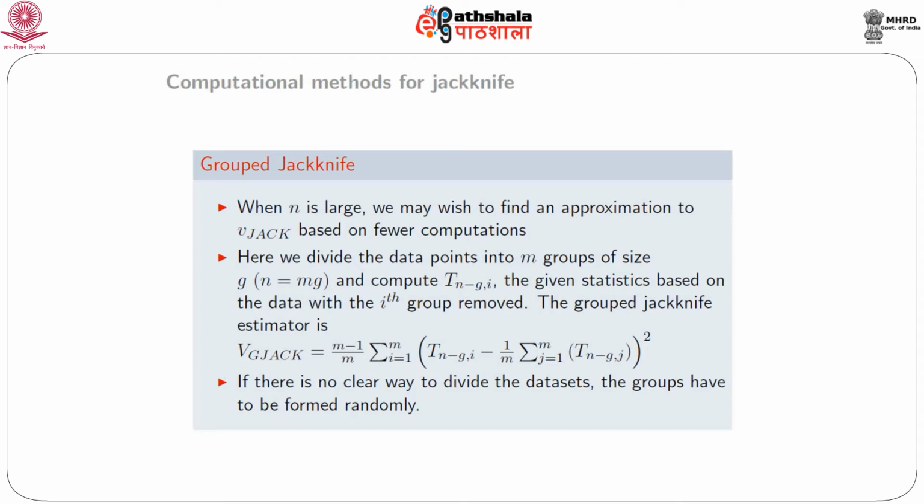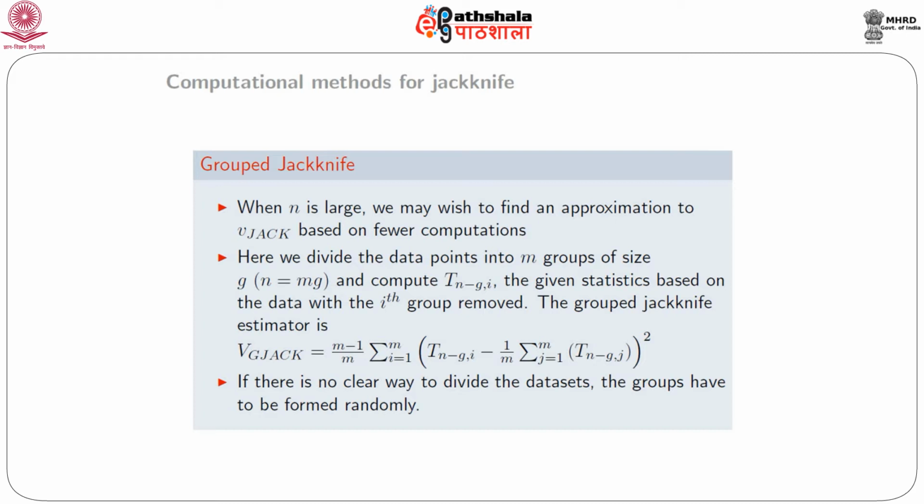T_{n-g,i} is the statistic based on the data with the ith group of observations removed. So, the grouped jackknife variance estimator is V_GJack, G stands for grouped, equal to (m-1)/m times the summation i runs from 1 to m of (T_{n-g,i} minus 1/m summation over j from 1 to m of T_{n-g,j}) squared.